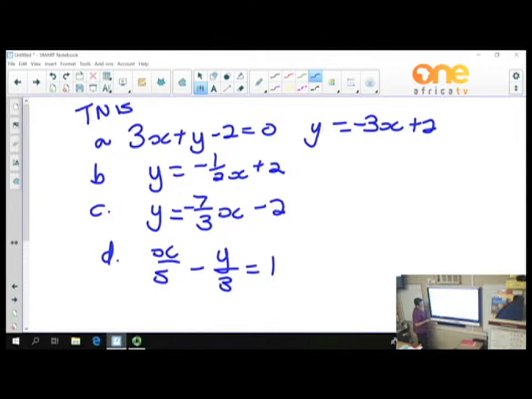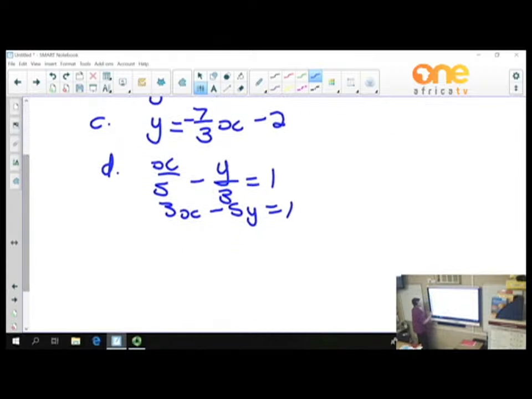Okay, can you change this one? 3x minus 5y is equal to 15, yes? You want y to be positive, so it's easier just to take it over there. So I would say it's 3x minus 15 divided by 5, which is equal to y. Can you see? I just take it where it's positive. It's easier to do it like that.